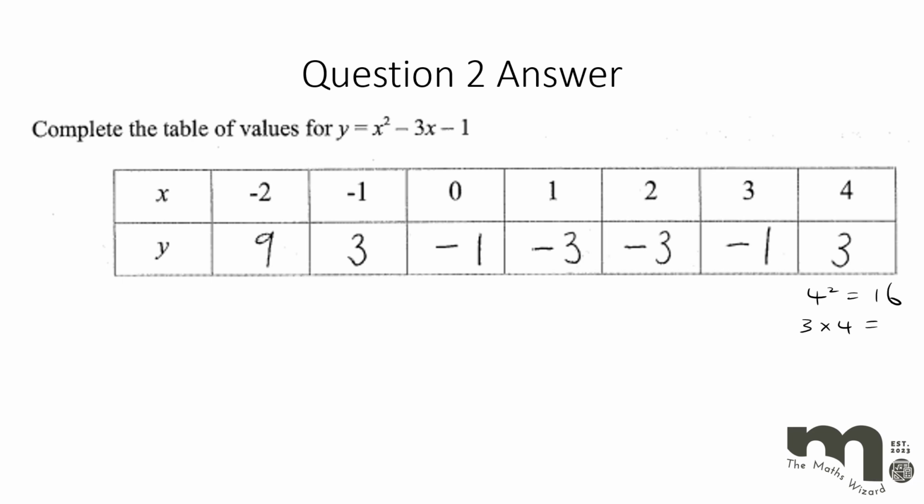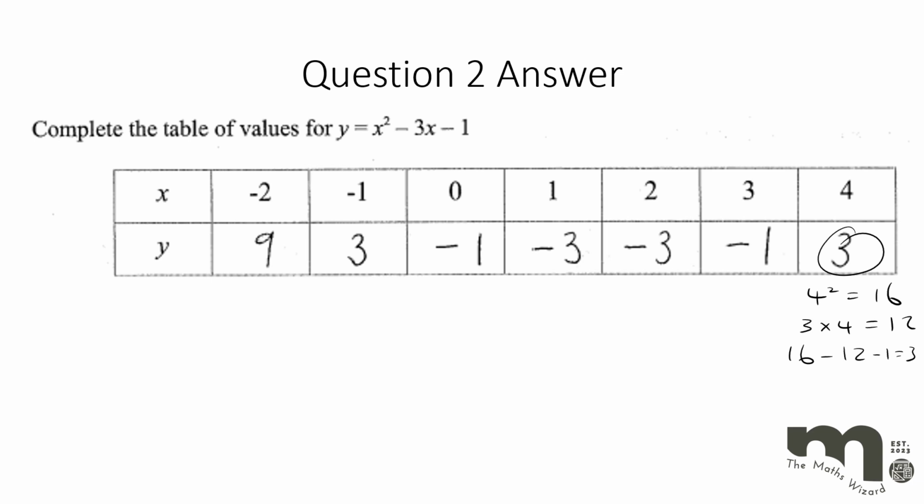Then we've got to do our subtractions in order from left to right. So we've got 16 take away 12, that's going to give you 4. Take away another 1, and that gives you your 3 that you can see here in the table. So like I said on the first question, break it down into these 3 steps, and that will perhaps eliminate them or reduce the risk of making any small errors.